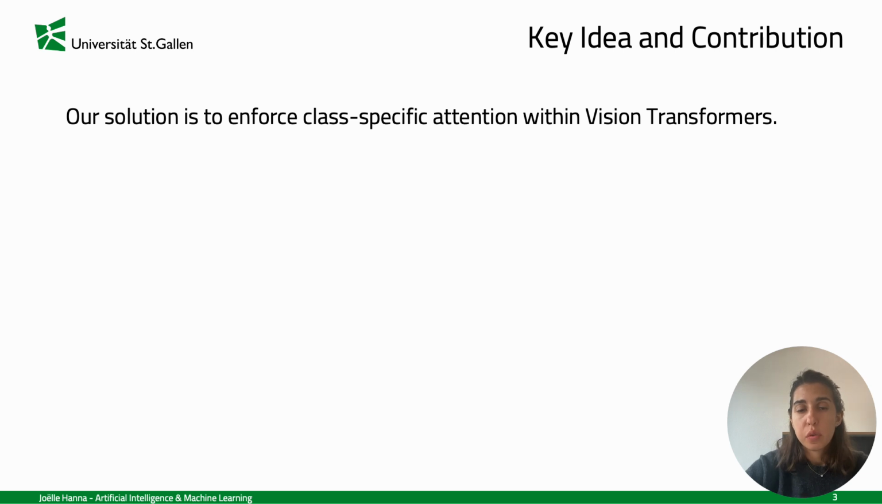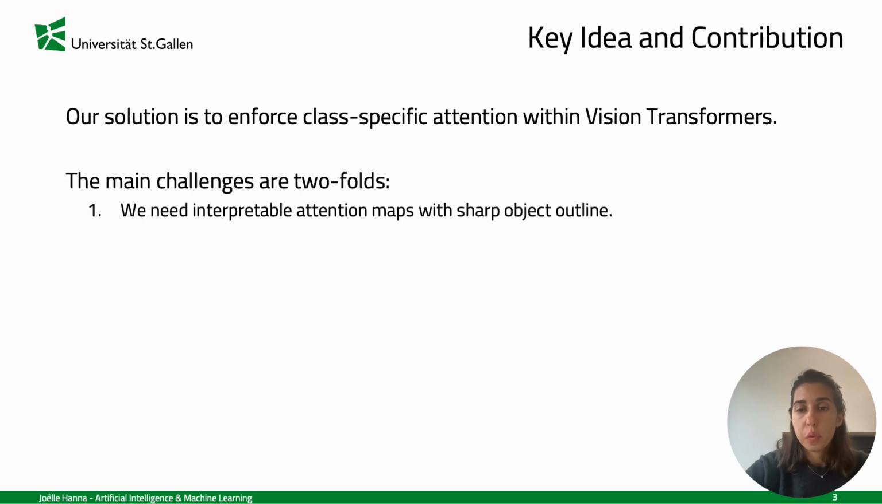Our goal here is to enforce class-specific attention within a vision transformer. So here, the challenges are twofold. First, we need interpretable attention maps with sharp object outlines. And second, we need to be able to assign class labels to those maps.